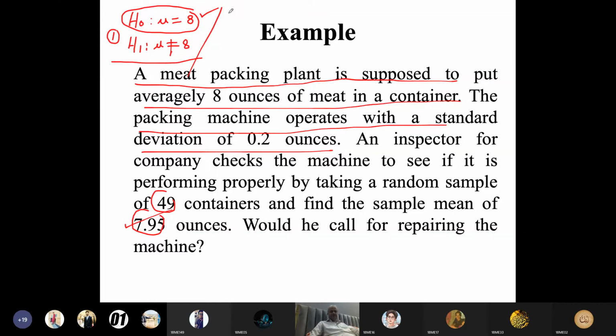Within the second step we will be defining the level of significance. Now within this step, within this statement, what is the level of significance? Alpha. सर आपने कहा था, how much value to assign to alpha?